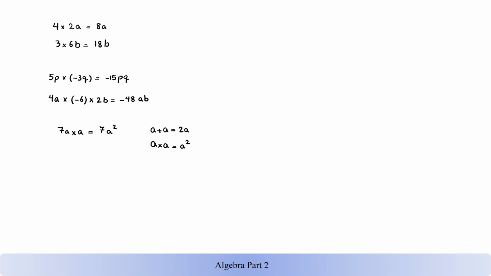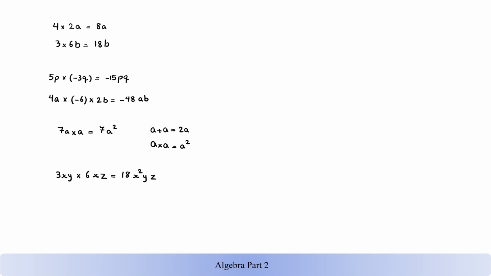Let's continue with another example. 3xy times 6xz. So numbers together, 3 times 6, 18, x times x, x squared, y and z, just write it as yz. That is the final answer. Okay, that was the way you can multiply them together.